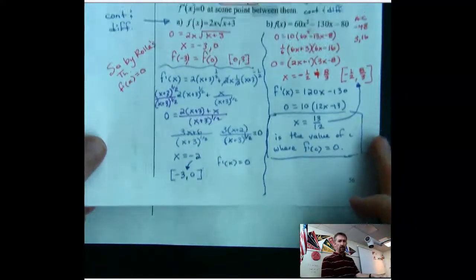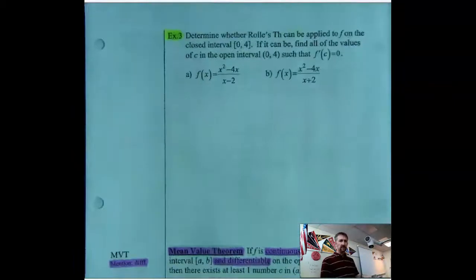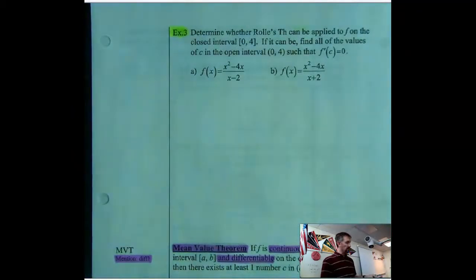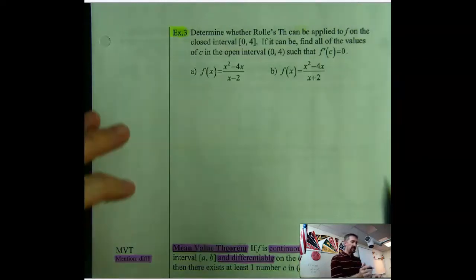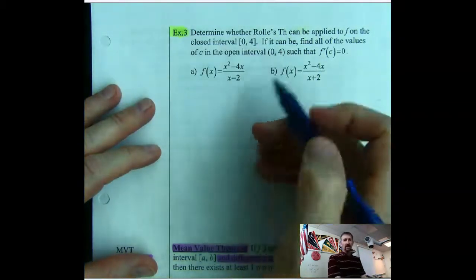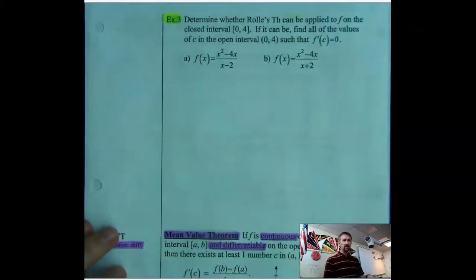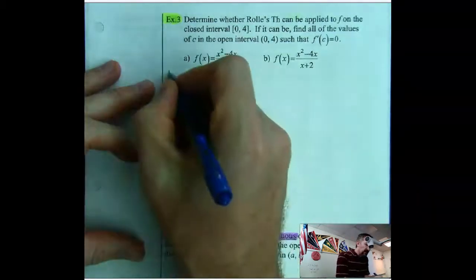All right, so now this is a little bit different. This is more likely what it'll look like. Determine whether Rolle's theorem can be applied, and if it can, then find the zeros. So they're going to give you the values here. That's why this one's highlighted, because it's highly unlikely they'll have you find the y-intercepts first. They'll probably just give you the values.